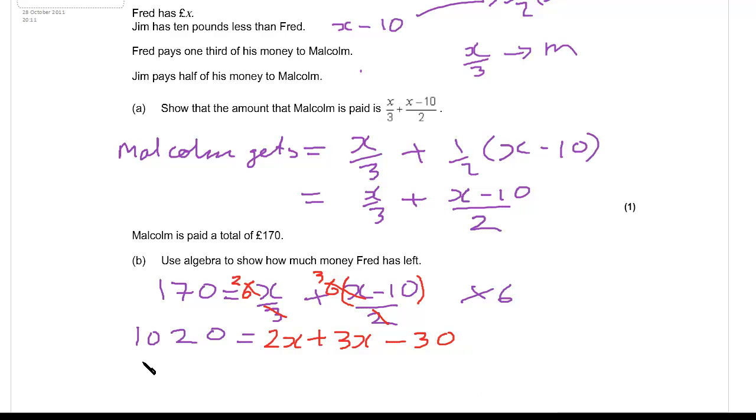Add the 30 to both sides, we get 1050 is equal to 5x. 2x plus 3x is 5x. You've added the 30 to both sides, so that 30's disappeared. So 5x equals 1050. 5 into 1000 gives us 200. 5 into 50 gives us 10. So 210 is equal to x. And that was the amount that Fred had. So that's our answer.